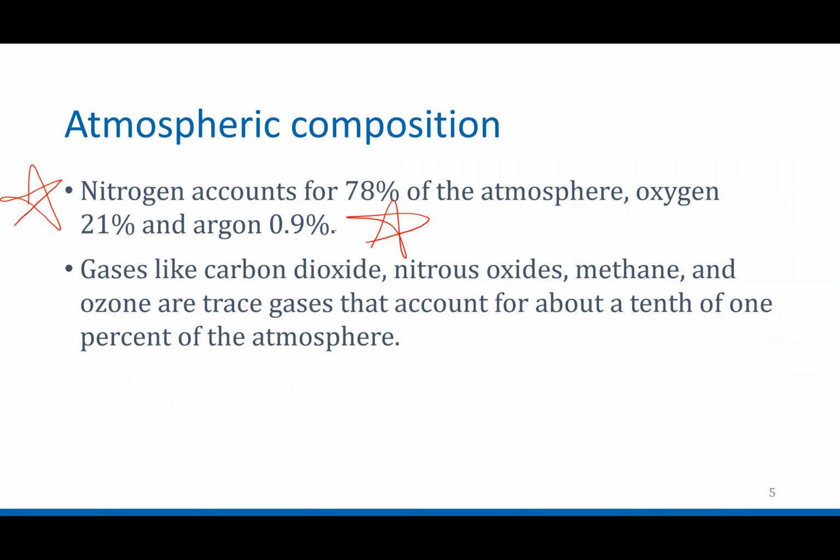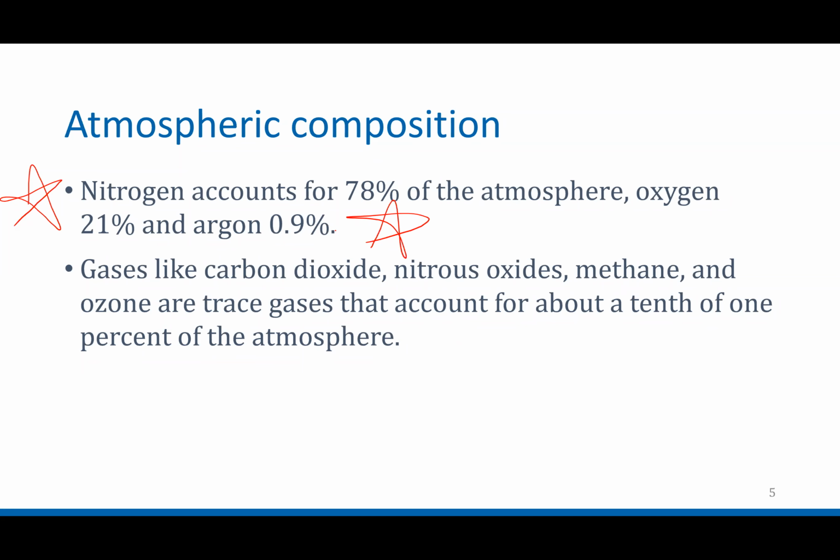This you want to know. You don't have to memorize the numbers exactly, but you should know that if you were going to rank the gases in our atmosphere 1, 2, 3, by far the number one gas is nitrogen. Nitrogen would be like the solvent. Our atmosphere is a solution, a mixture of different gases. Nitrogen is the solvent that the other gases are in, and oxygen would be down around 21%.